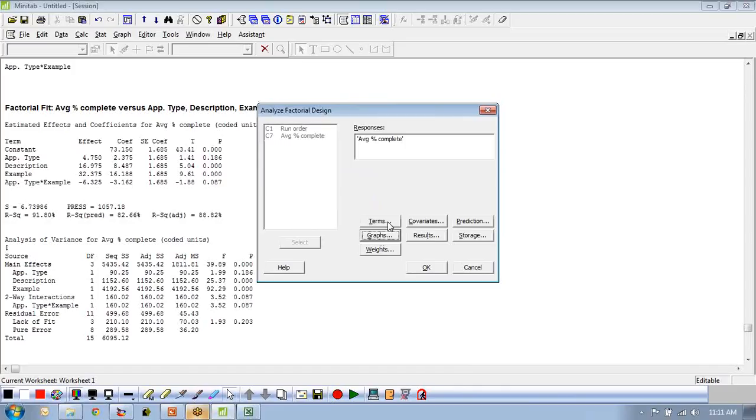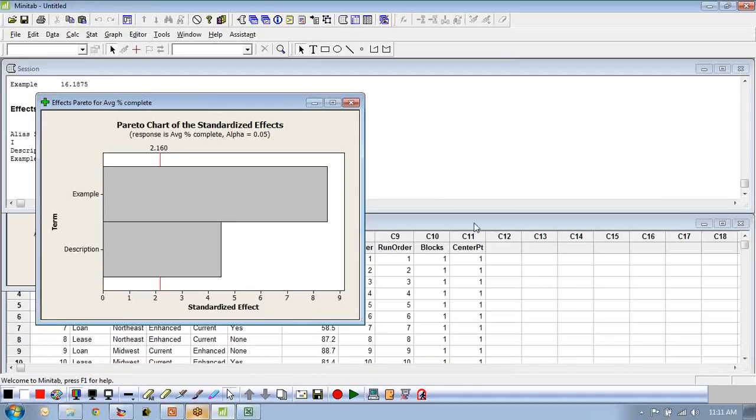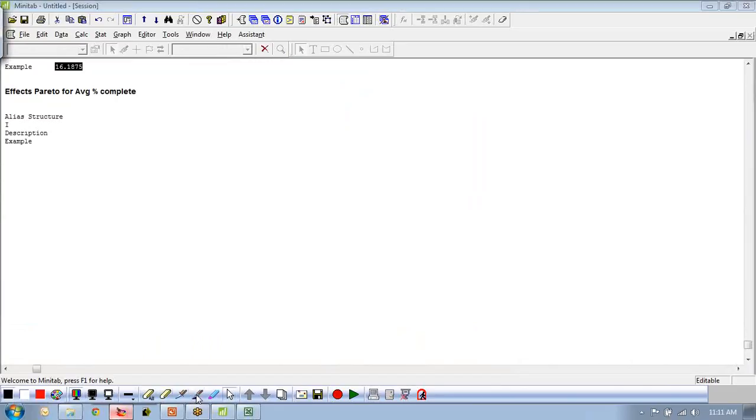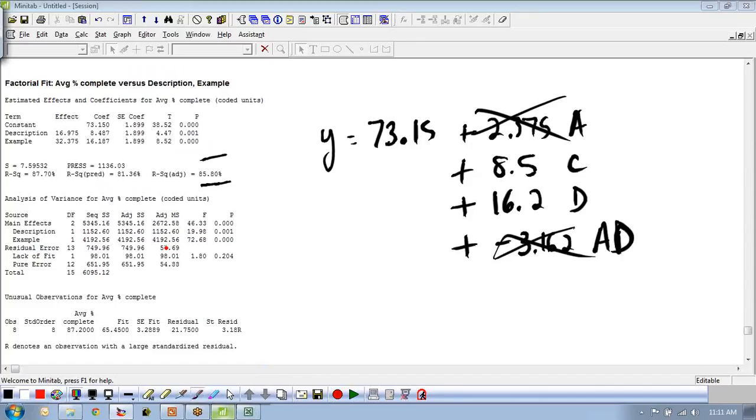Get rid of AD, get rid of app type, hit the OK button. And there we go. Very simple model now. It's going to be a little bit different than it was before. Just to show you. Oops, I didn't scroll up. Scroll up now. Okay. Now our new model. This year's model.